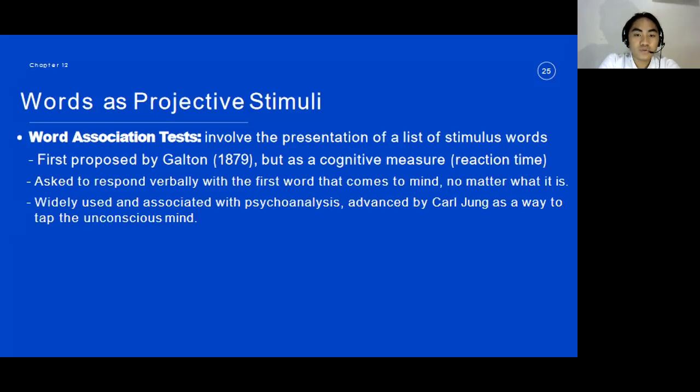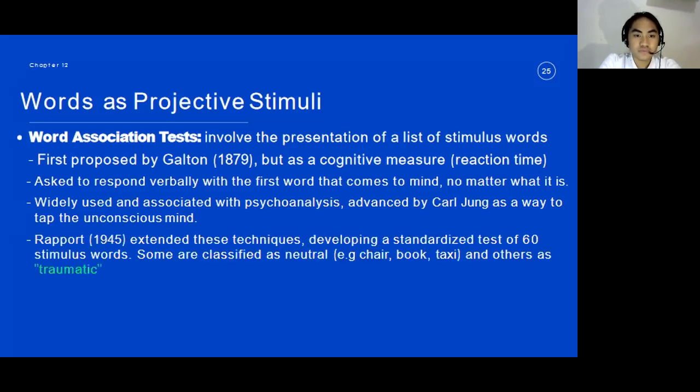So it was widely used and associated with psychoanalysis advanced by Carl Jung as a way to tap the unconscious mind. Rapaport in 1945 extended these techniques, developing a standardized test of 60 stimulus words. Some are classified as neutral, such as chair, book, taxi. And that gets you lulled into a false sense of security. You start to build up a rhythm and you're just blurting out whatever pops into your head.